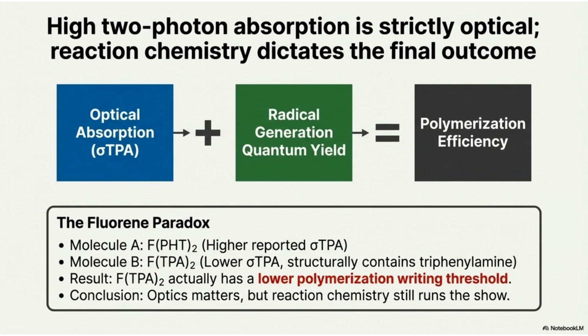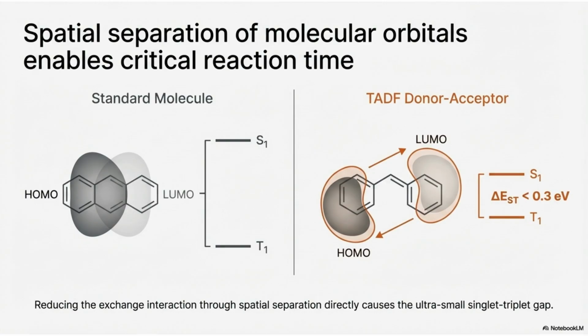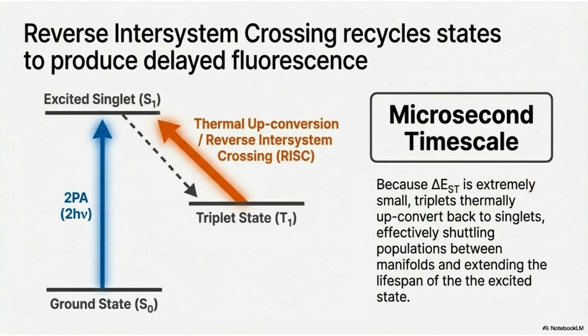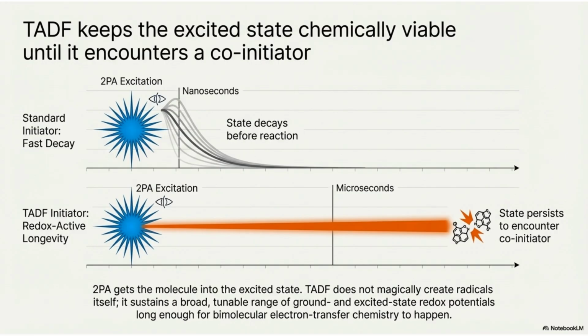TADF donor-acceptor molecules enable critical reaction time through spatial separation of molecular orbitals. This spatial separation reduces the exchange interaction, causing an ultra-small singlet-triplet gap. Reverse intersystem crossing, or RISC, recycles states to produce delayed fluorescence on a microsecond timescale. This process thermally upconverts triplets back to singlets, extending the lifespan of the excited state. TADF keeps the excited state chemically viable until it encounters a co-initiator.